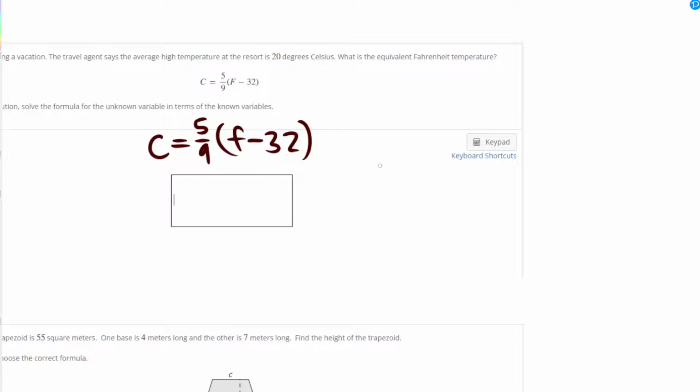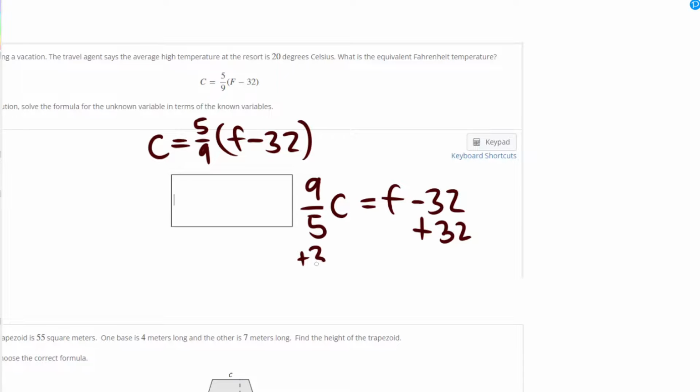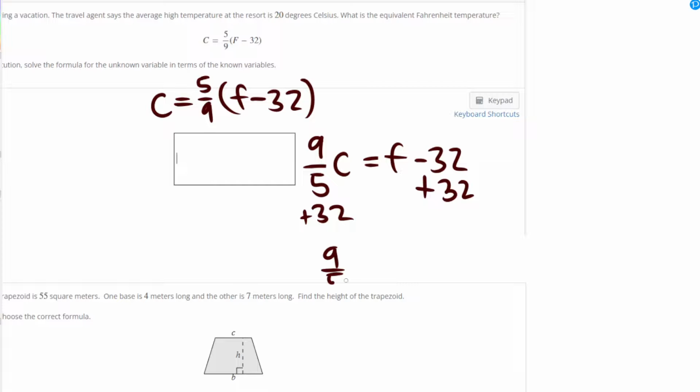When we divide by a fraction, it's the same as multiplying by its reciprocal. So C times 9 over 5; we're doing its reciprocal. I think I misspoke there. So 9 over 5 C is equal to F minus 32. We don't need the parentheses since there's no other operations outside of them. F minus 32, we can add 32 to both sides. So 9 over 5 Celsius plus 32 is equal to Fahrenheit. That is going to be our answer.